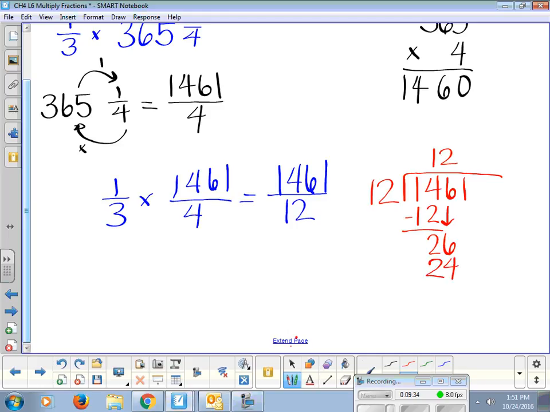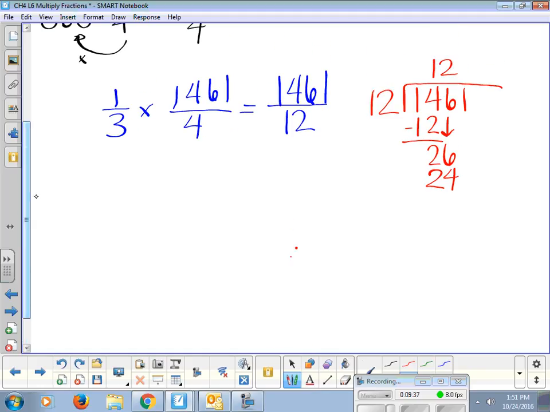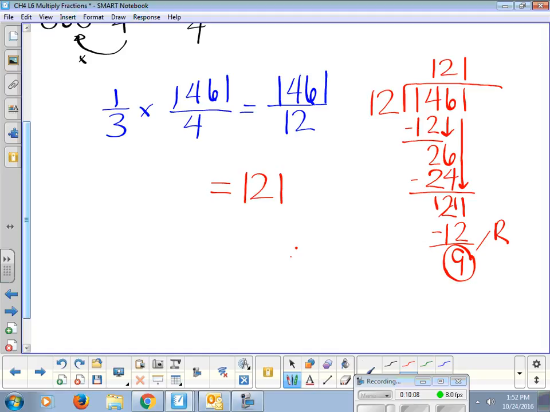When you subtract, we get 2 and we bring down our 1. How many times can 12 go into 21? 1 time. And what's 12 times 1? 12. When we subtract, we have to borrow. What's 11 minus 2? 9. This right here is our remainder. So it goes in how many times? 1, 2, 1. And we have 9 over 12.